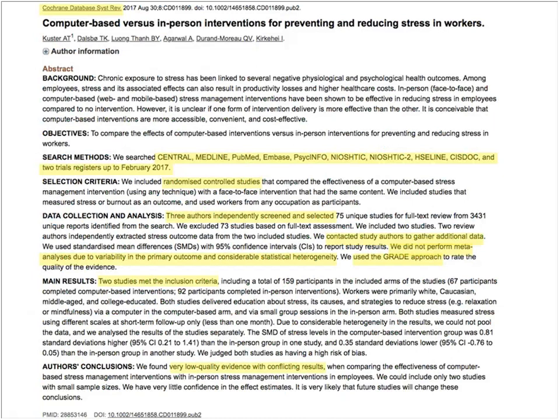And you'll note that they also used the GRADE approach. So they applied those same criteria that we've talked through to determine the overall quality of evidence for this body of literature. And as you can see, only 2 studies met the inclusion criteria, so they weren't able to do a meta-analysis. And when they applied that GRADE approach, they found that there was a very low quality of evidence and that the results were conflicting.